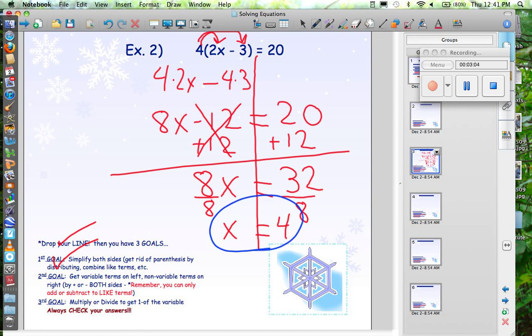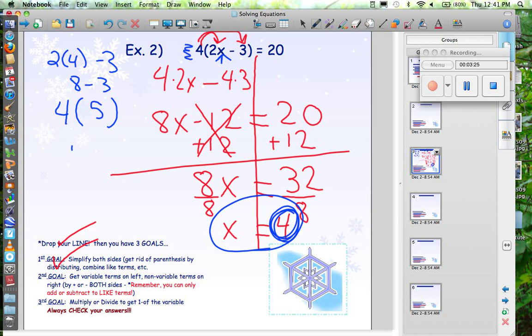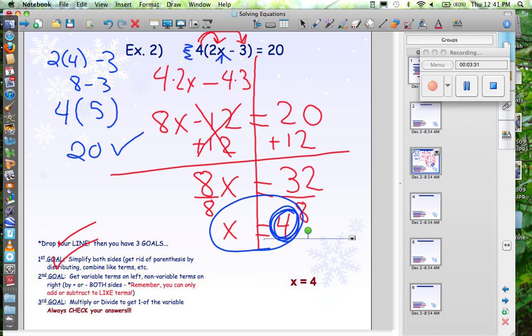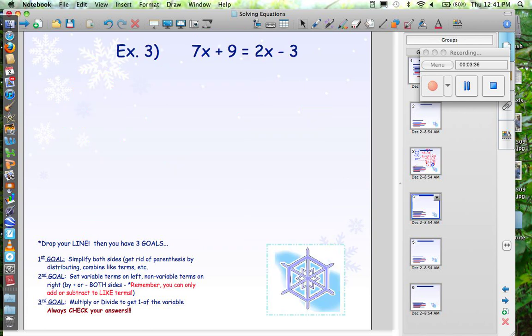To check it, I'm just going to take my answer of 4 and plug it in up here where my x was. So 2 times 4 minus 3. That's going to be 8 minus 3, which is 5. And all together, I had to multiply that by 4 because of this 4. 4 times 5 is 20, which is what I was supposed to get, so I'm good. All right, double check. You can hit my little snowflake there, and my answer is 4, so I'm good to go. All right, let's look at the next one.